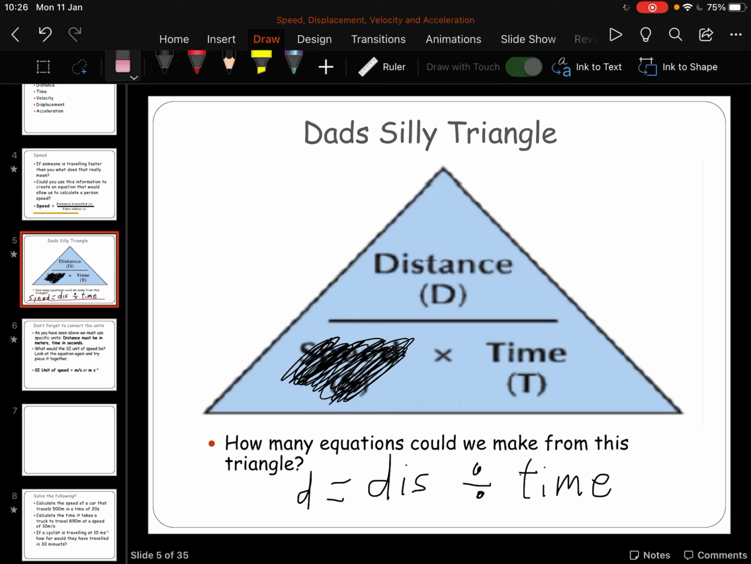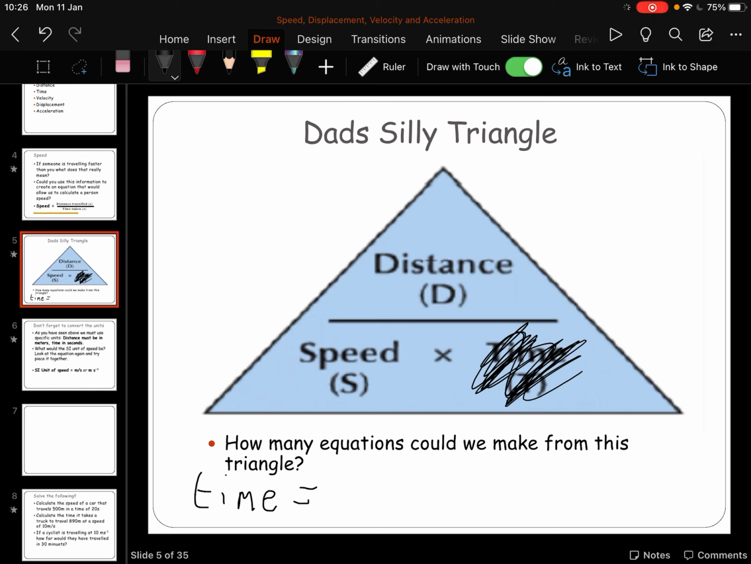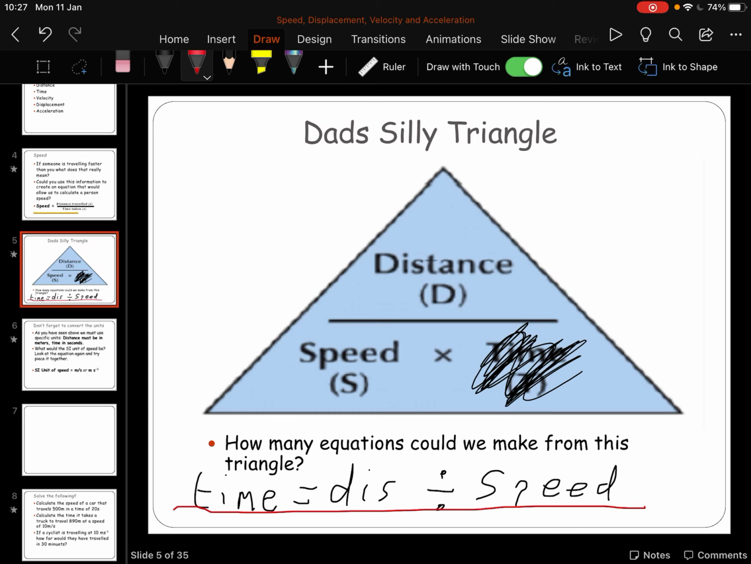So that's two equations we've gotten from this triangle. The last one then to get is: what is time? Again, in your triangle, cover what we know. And what are we left with? Distance and speed. So basically time is distance divided by speed. And that's it. We can get 3 equations from this. So we have distance is speed multiplied by time, speed is distance divided by time, and time is distance divided by speed.